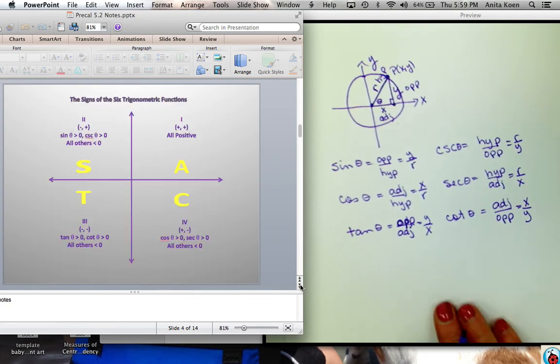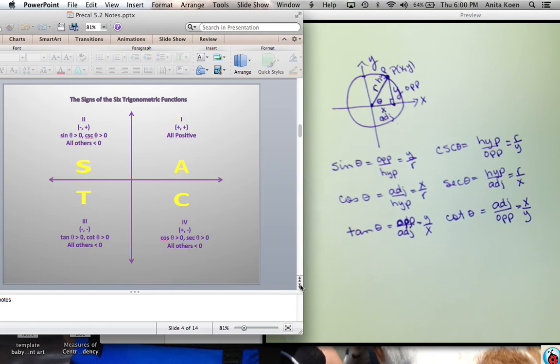All right, so the next thing that I want you to see is the signs of the 6 trig functions. The big yellow A in the first quadrant stands for all trig functions are positive. All trig functions are positive in the first quadrant. In the second quadrant, the big yellow S stands for the sine and its reciprocal, which is the cosecant. They will be positive in the second quadrant. All of the other trig functions, the other 4 trig functions, would be negative.